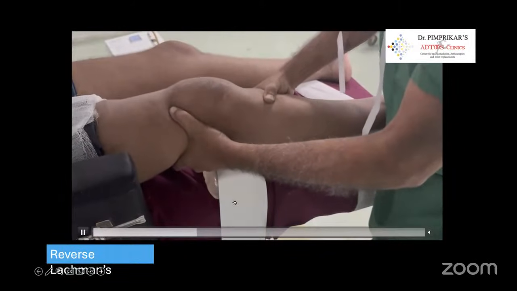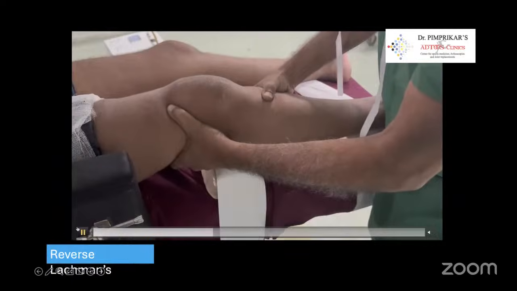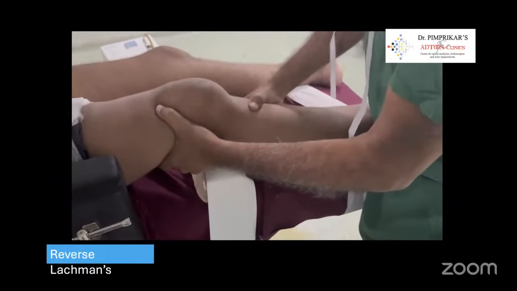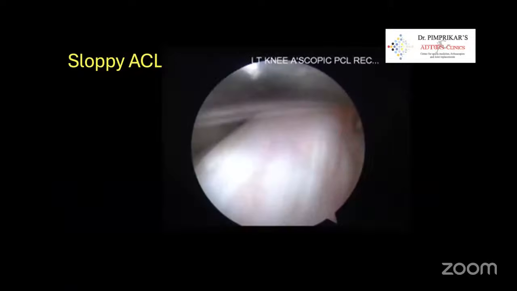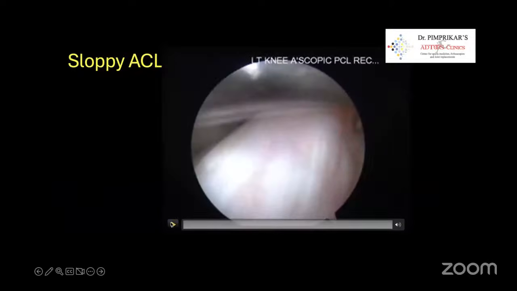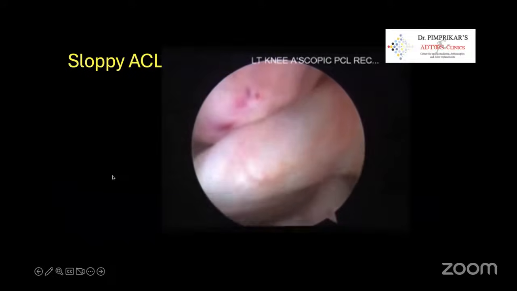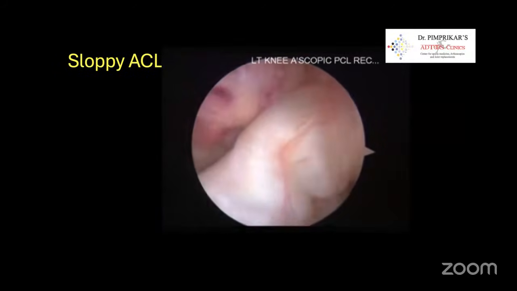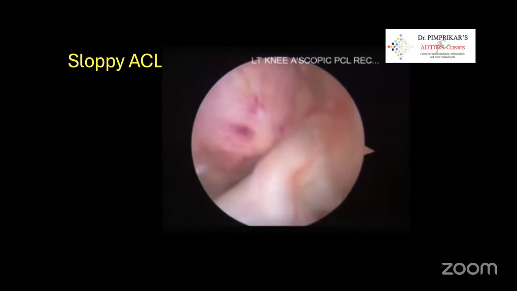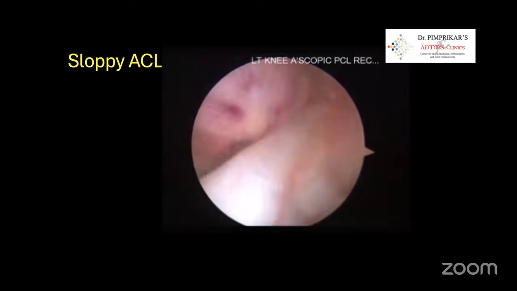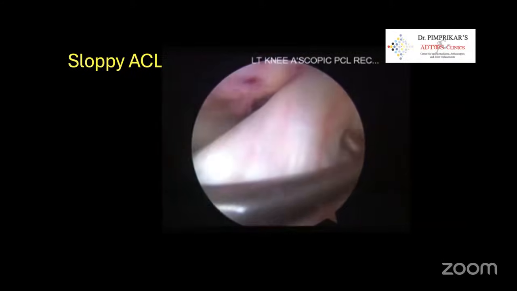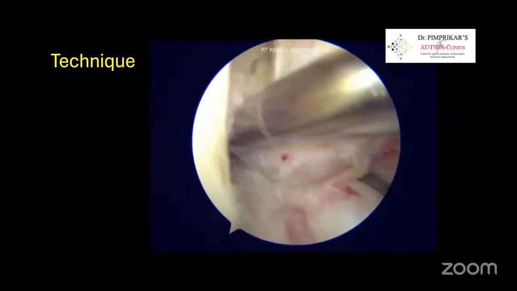That's a very classical clinical sign called reverse Lachman's, which is on the table under anesthesia, and one could see that reverse Lachman's is strongly positive in this patient. That's an arthroscopic sign which absolutely tells you about the PCL deficiency, and it's called the sloppy ACL sign. So when you do that, the ACL slops on itself, and that indicates that the patient has a grade 3 PCL injury.